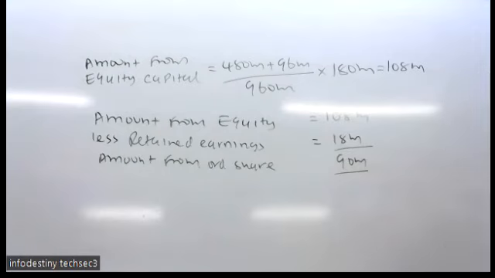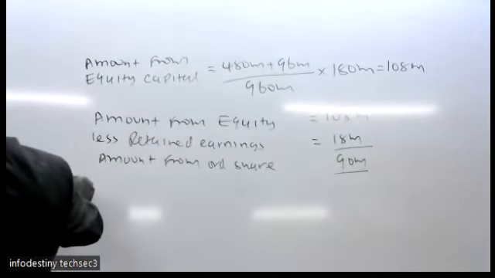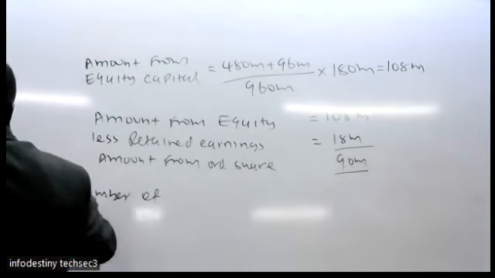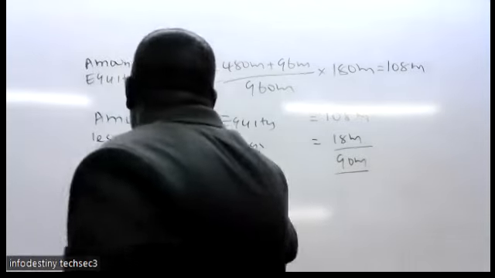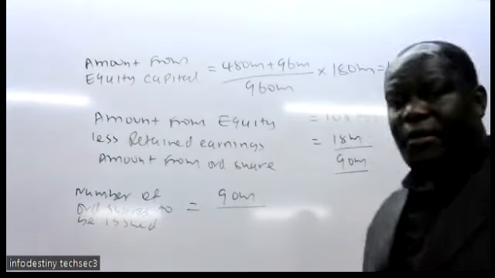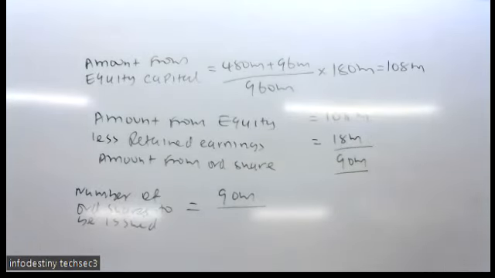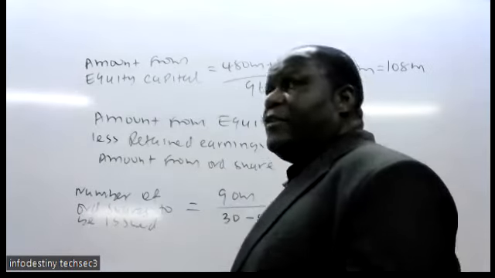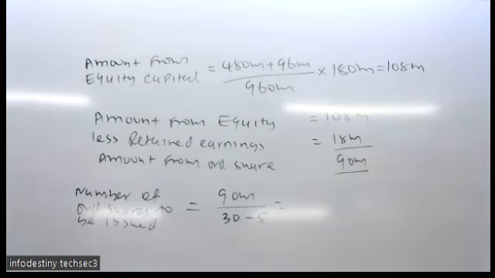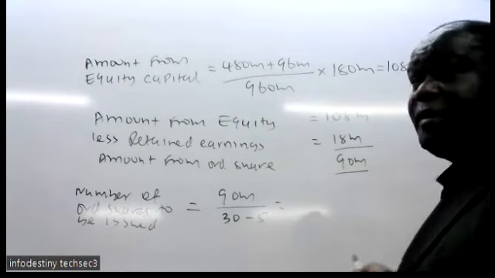After that, we want to know how many ordinary shares we should issue to raise this amount. So the number of ordinary shares to be issued: you simply take that 90 million. The shares were issued at the current market price, but there is a flotation cost, so it should be net of the flotation cost of 5. So the number of shares issued is 3.6 million.